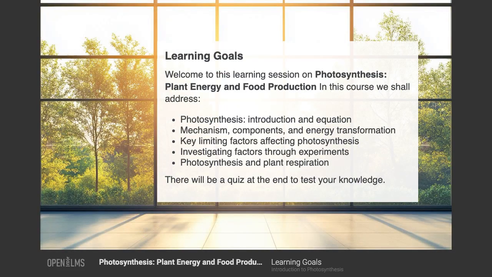Learning goals. Welcome to this learning session on photosynthesis, plant energy and food production. In this course, we shall address photosynthesis, introduction and equation, mechanism, components and energy transformation, key limiting factors affecting photosynthesis, investigating factors through experiments, photosynthesis and plant respiration. There will be a quiz at the end to test your knowledge.